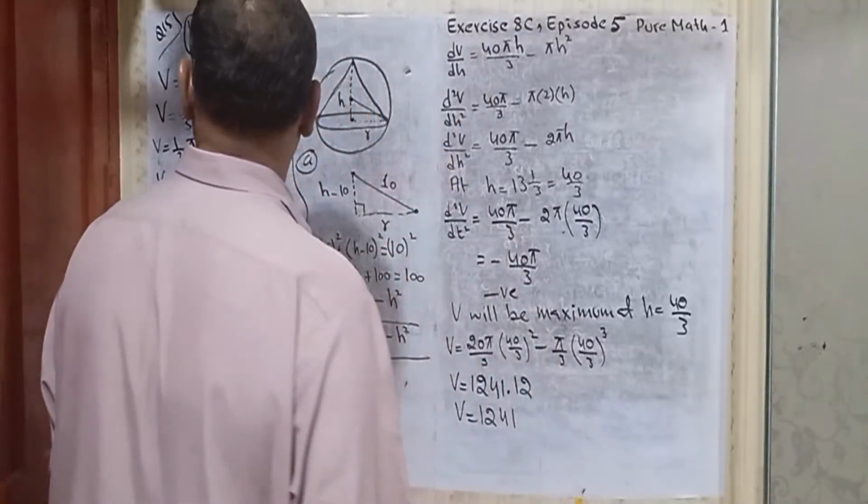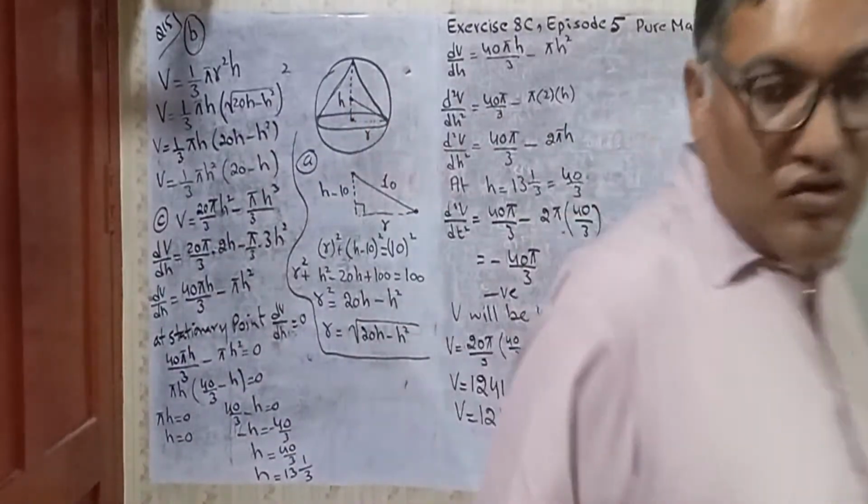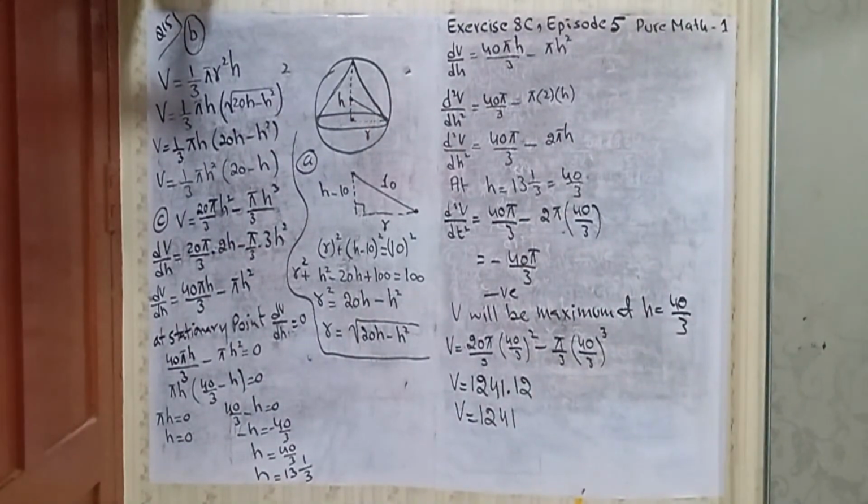In the book the answer is 1241, I think centimeters cubed. So this is the right answer. In the book the answer is the same. 1241 is the maximum value of the volume. So this is how you will do question number 15.